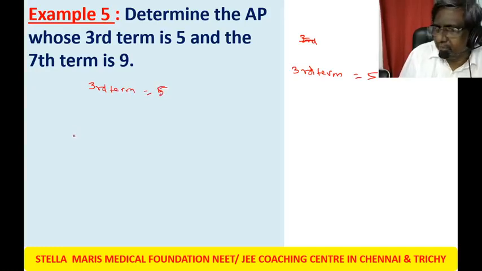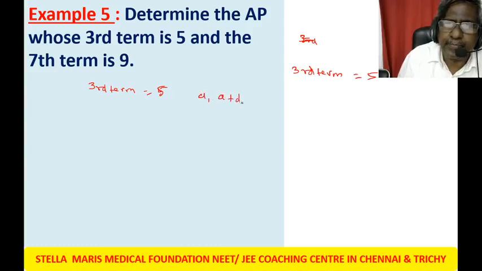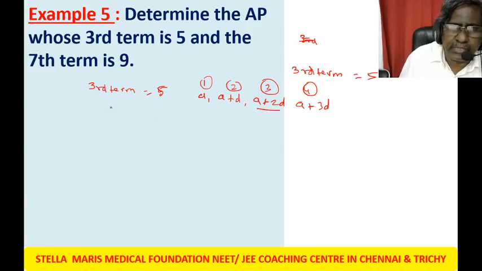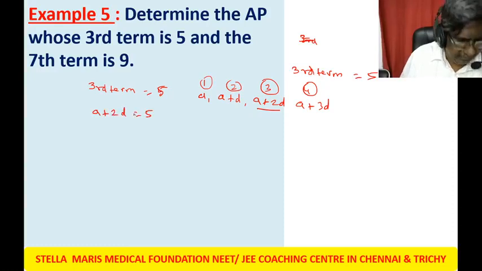Third term is 5. What will be the third term? A plus 2D is the third term. The terms will be A, A plus D, A plus 2D, then A plus 3D, and so on. This is the first term, this is the second term, this is the third term, this is the fourth term. You understand this, no? So the third term is A plus 2D is equal to 5. I put this as equation 1.